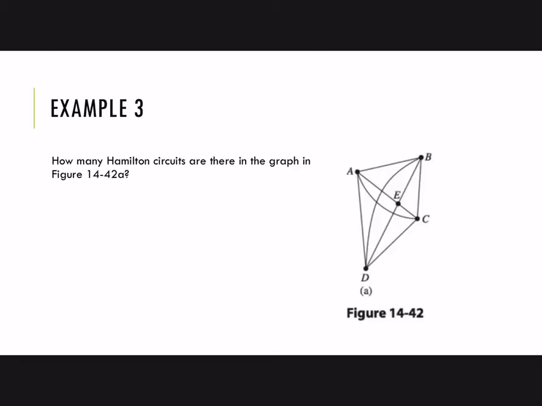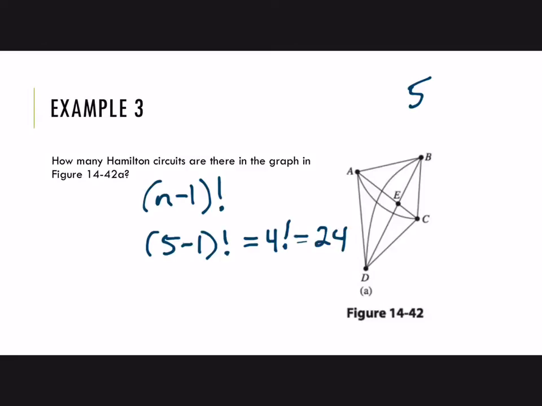How many Hamilton circuits are there in this graph? We have 5 vertices. So if this is complete, which it is, all the degrees are 4, then the number of Hamilton circuits is that little formula, n minus 1 factorial. So there would be 5 minus 1 factorial, or 4 factorial, or 24 Hamilton circuits.